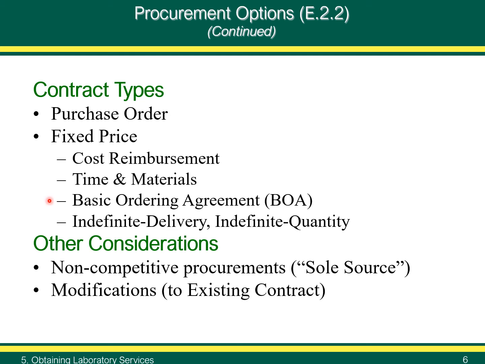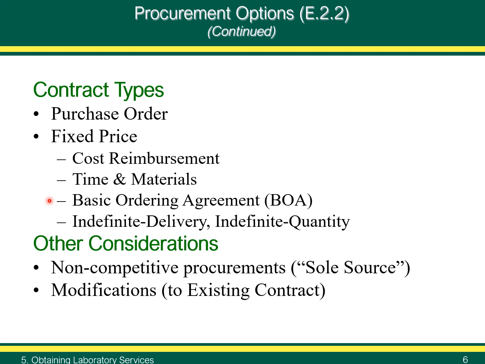Basic Ordering Agreements, or BOA. BOAs may be established with vendors under the Federal Supply Schedule with the GSA or by individual agencies. BOAs permit faster ordering because many of the prices, terms, and conditions are already established.